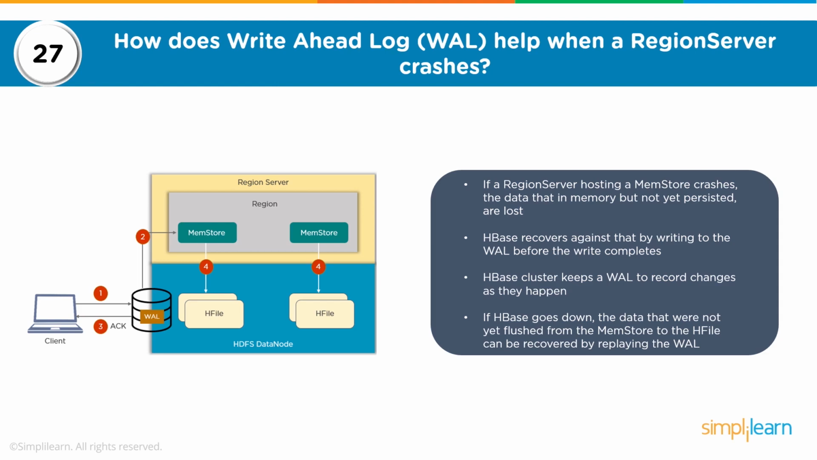As I said, your data is written into the WAL and memstore at the same time. HBase recovers against that by writing to the WAL before the write completes. So whenever a write happens, it happens in memstore and WAL at the same time. The HBase cluster keeps a WAL to record changes as they happen, and that's why we also call it an edit log. If HBase goes down or the node goes down, the data that was not flushed from memstore to HFile can be recovered by replaying the write ahead log, and that's the benefit of your edit log or write ahead log.